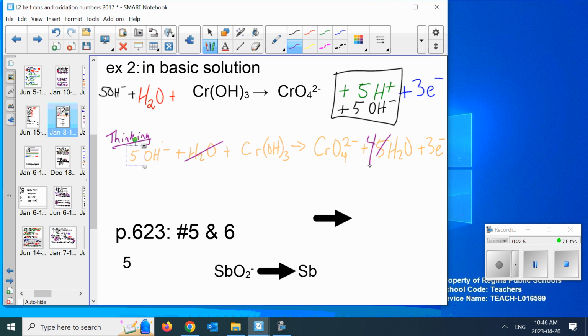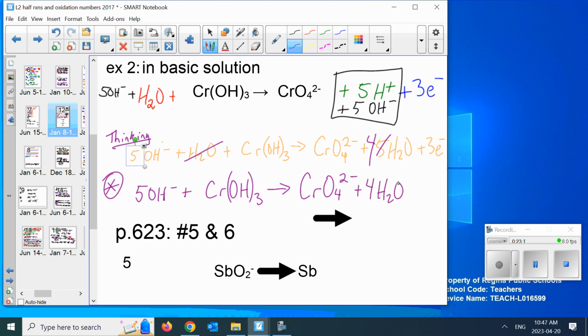So this is what you actually answer. 5 hydroxides, Cr(OH)3, CrO4 negative, 4 waters, 3 electrons. Now, you can see I get number 2 from 6.2 parts.